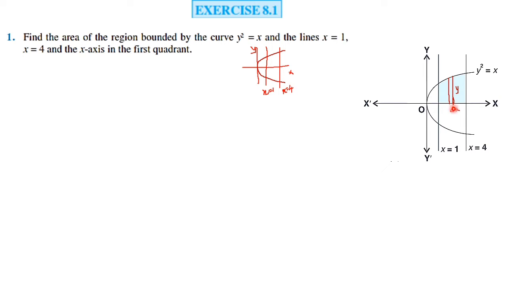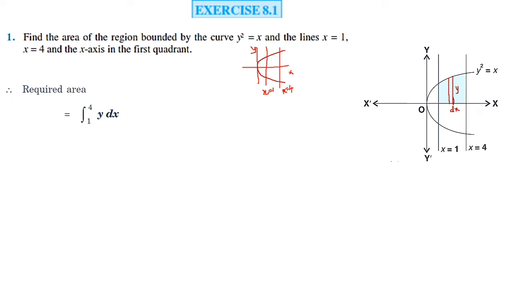So y dx is the area formula. Then for finding out this entire area, what we have to do is just integrate this y dx from x is equal to 1 to x is equal to 4 by applying the limits. That is the way we are finding out the area under the curve. And integration, we know that integration means it is the area under the curve. Okay, then required area is equal to integral 1 to 4 y dx.